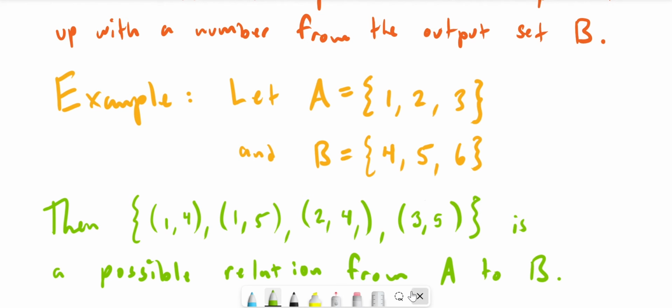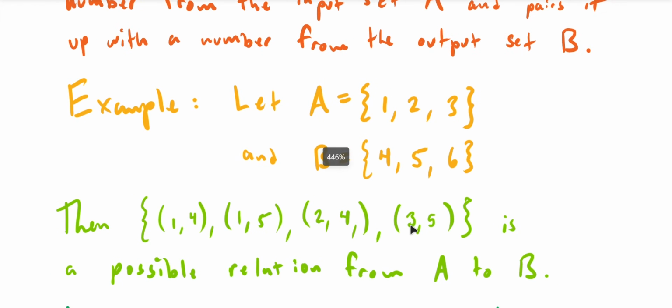And then let's say that this thing also assigns 2 to 4, and it assigns 3 to 5. Notice I never hit 6. That's okay. Nothing ever said I had to hit everything in B. That's actually a special kind of relation. We'll talk about that more later.